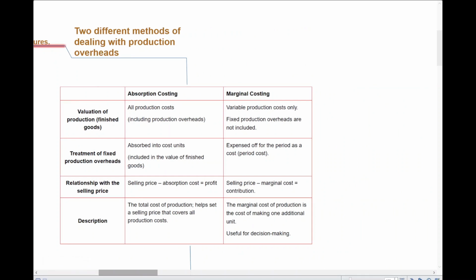And again, I'm repeating myself, but no harm in doing that. When we think, firstly, the first area, valuation of production, like, say, finished goods. Absorption costing, all production costs, including production overheads. Marginal costing, variable production costs only. Remember, prime costs. Note, fixed production overheads not included. Okay? Second area, again, repetition. Treatment of fixed production overheads. Under absorption costing, absorbing costs, absolutely, including the value of fixed costs. Marginal costing, expensed for the period, in that period, month, quarter, etc.